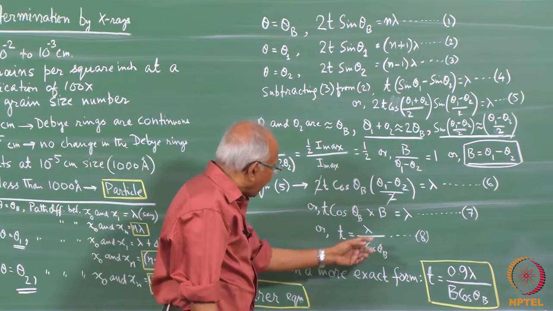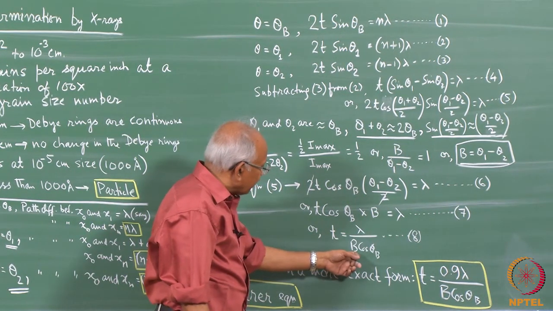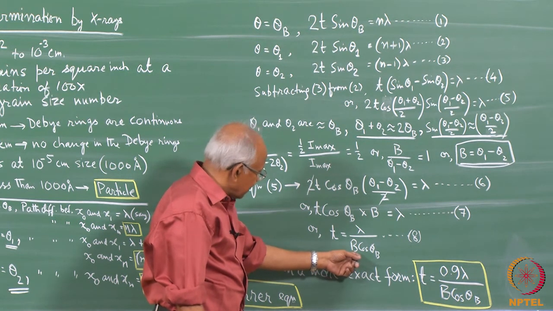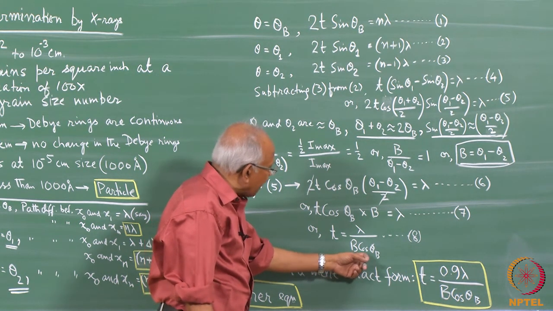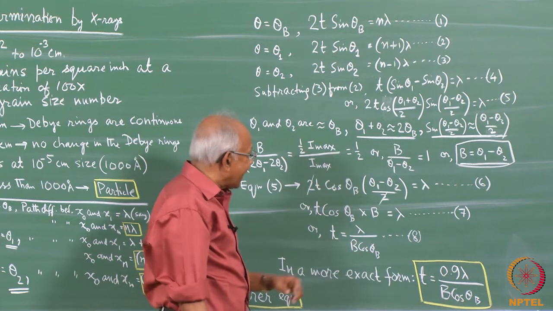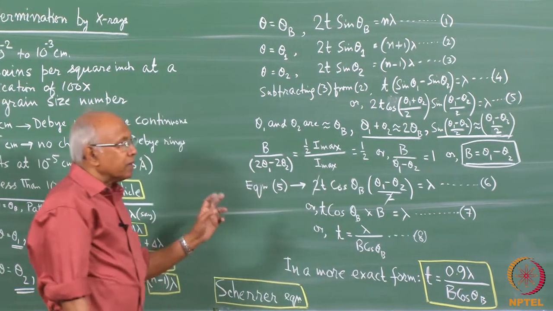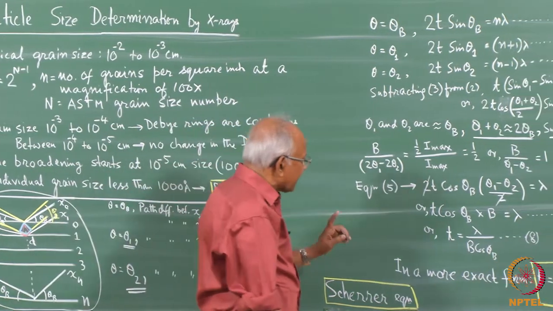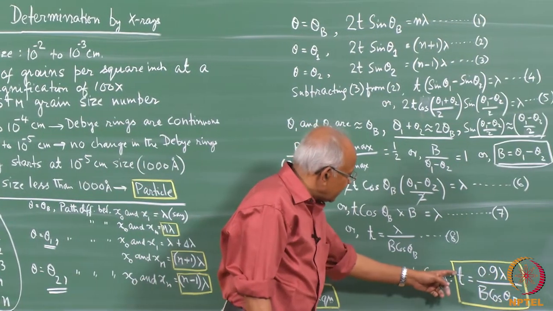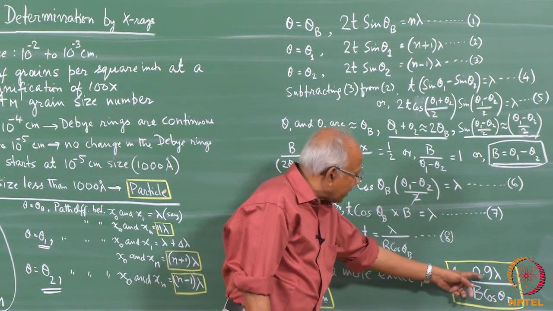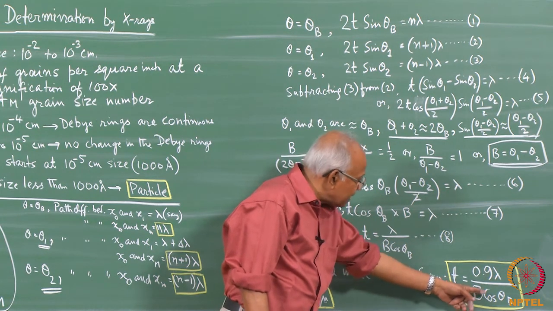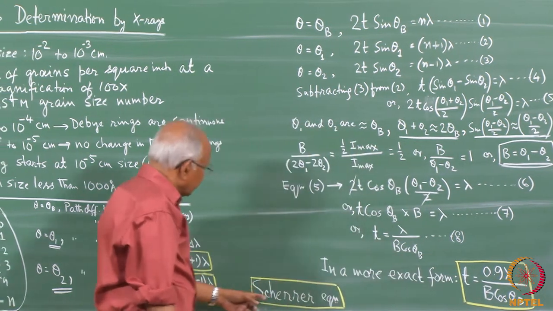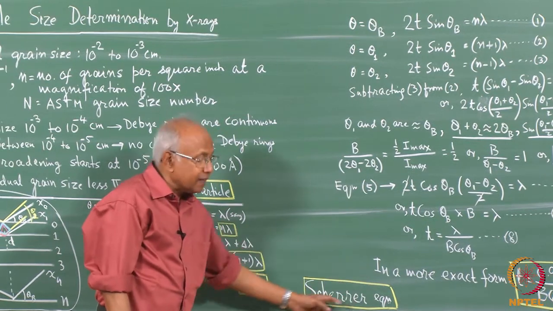It is divided by b, the breadth of the line at half the maximum intensity, multiplied by cosine of the Bragg angle. Now, a more rigorous exercise yields a more exact value, and that is t is equal to 0.9 lambda by b cosine theta b. This is the well known Scherrer equation.